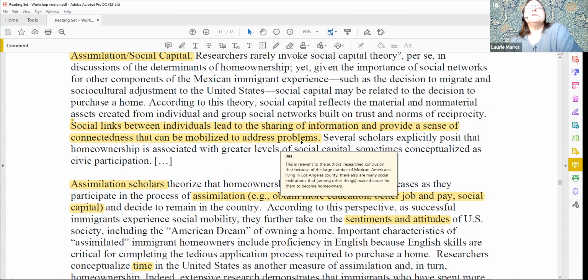This is relevant to the conclusion that these authors reached, which is that because of the large number of Mexican American people living in Los Angeles County, there are many social institutions that make it easier for them to become homeowners. And I'm sure that there are other factors that are supporting them in becoming homeowners as well. For instance, just the fact that they're likely to know other Mexican American immigrants living in Los Angeles County who do own homes, which will help them to imagine that it's possible for them. So this is the relevance of the idea of social capital.